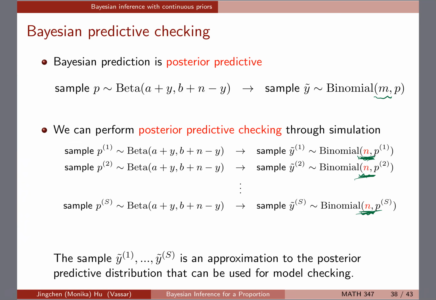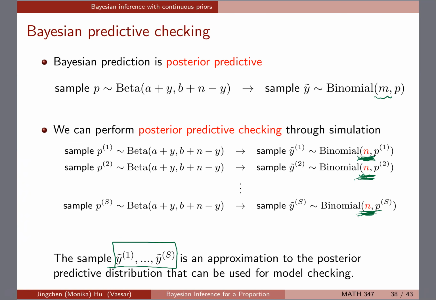So I highlight them over here for you. Keep in mind, this is the beta binomial case. Later we might get into other cases, and when you're doing posterior predictive checking, you always need to pay attention to the sample size that you have, because you want to replicate the observed data in some way. So ultimately, you're going to get a sample of y tilde over here, and this is an approximation to the posterior predictive distribution. Then we can use that for model checking.